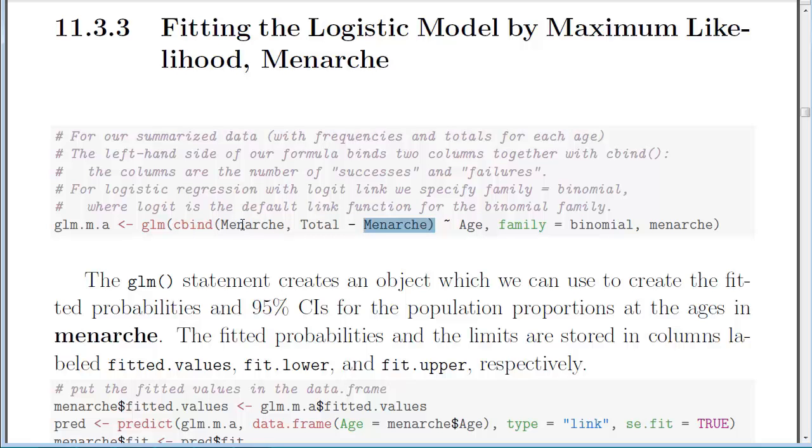There's two values here. I'm column binding the Menarche column, so that's the number of successes. And then the total minus Menarche is the number of failures. So I've got two columns, success and failure. And together, R knows that if you add them together, you get the total sample size. So we want to model the probability of success versus failure relative to age. We're going to use the binomial family, and Menarche is the data set that the values are coming from.